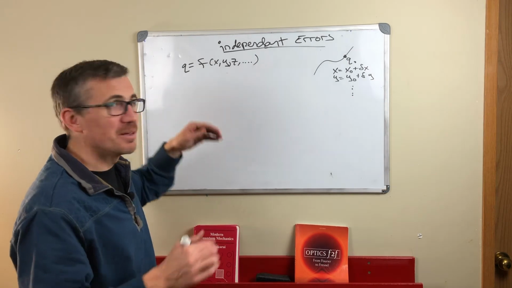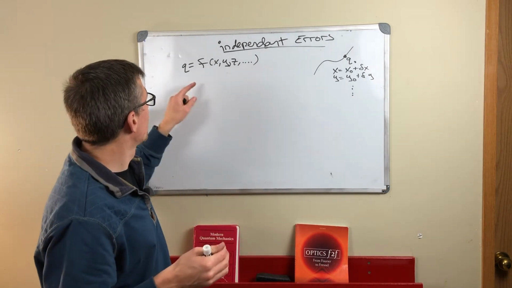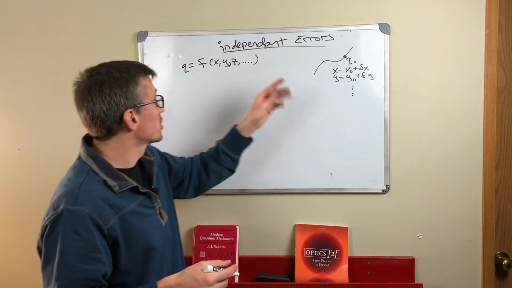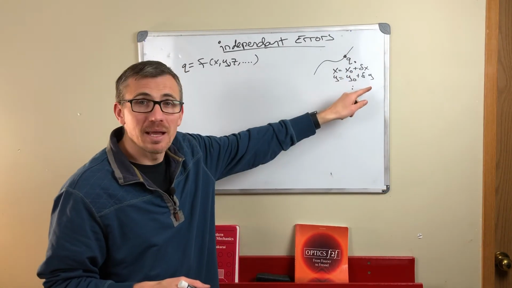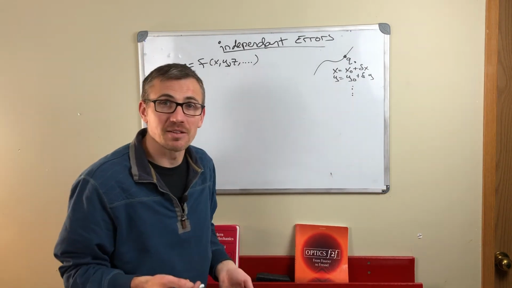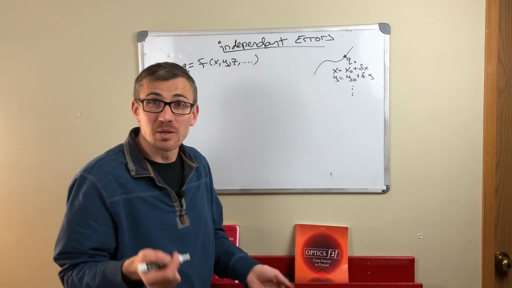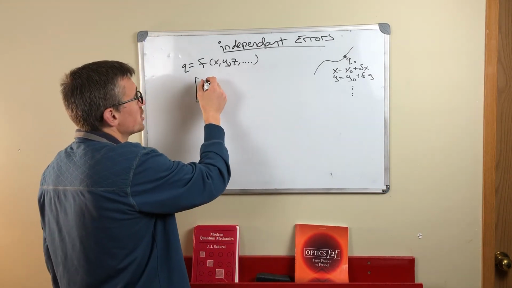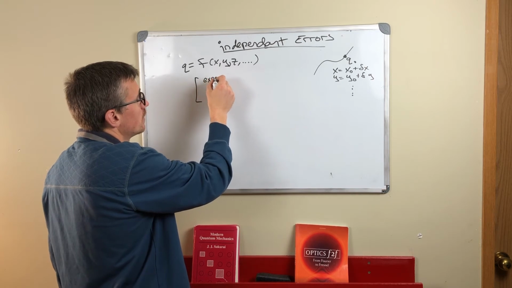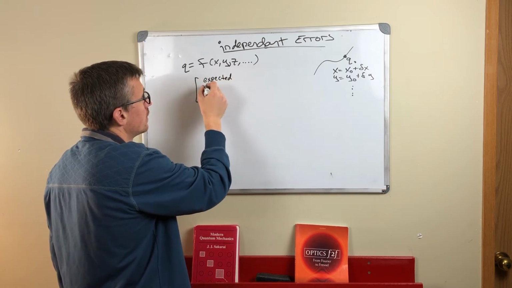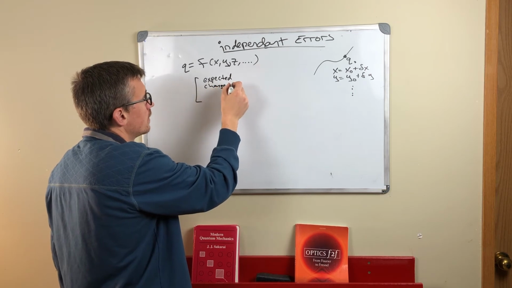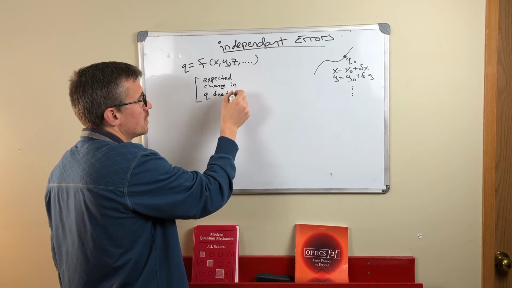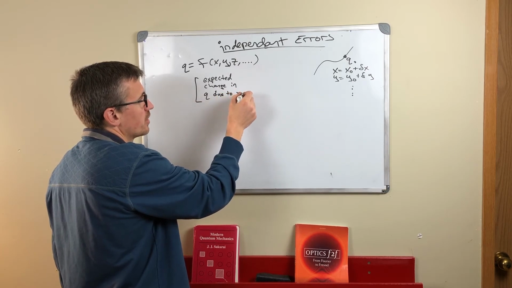And so q is going to be responding to all those variations all the time. So how much is q going to be shaking back and forth as all these parameters are individually shaking back and forth? So first of all, let's just say it in words. How would I describe that? Well, I would say that the expected change in q due to one of the variables, due to x, y, dot dot dot.